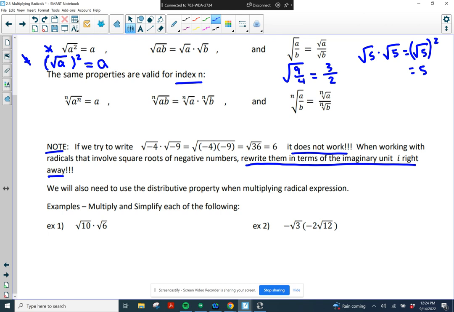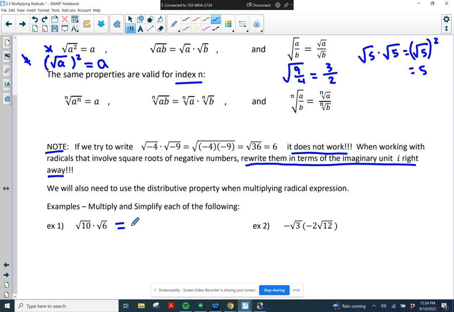We're going to need to use the distributive property when we're multiplying radical expressions, and we use some of the techniques we learned with polynomials. So let's go to work on some of these examples. Now, there's a lot of examples in your note packet. We're not going to do them all. We're going to do 1 and 2. So let's start here.